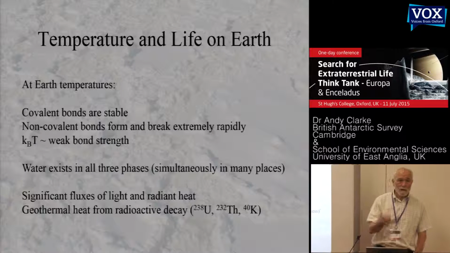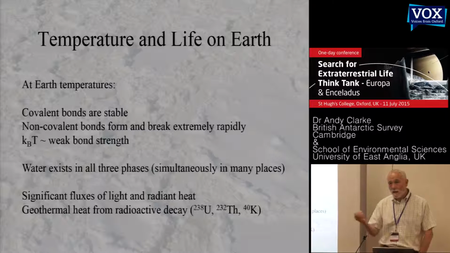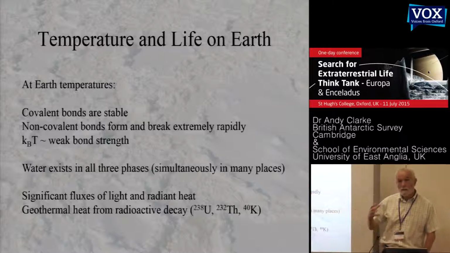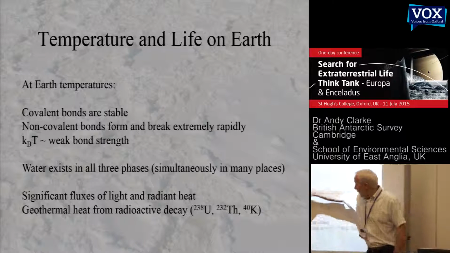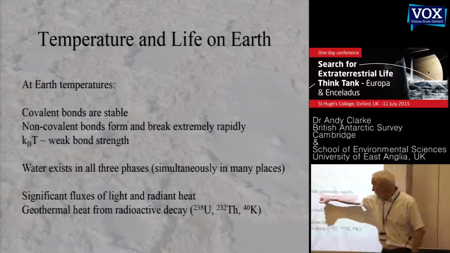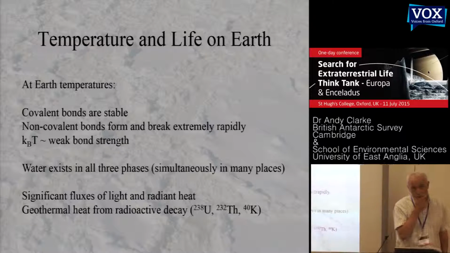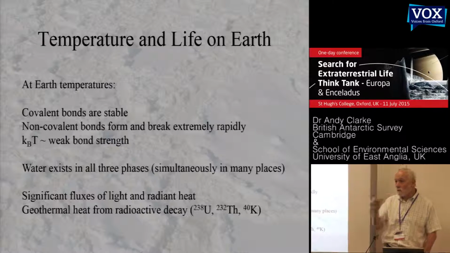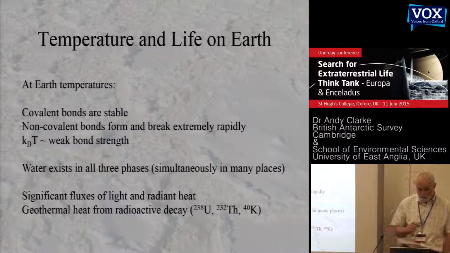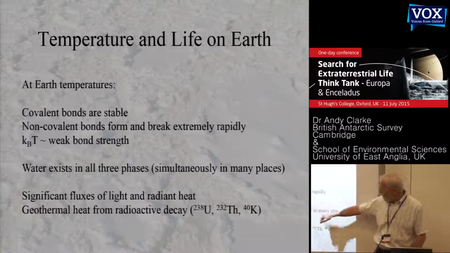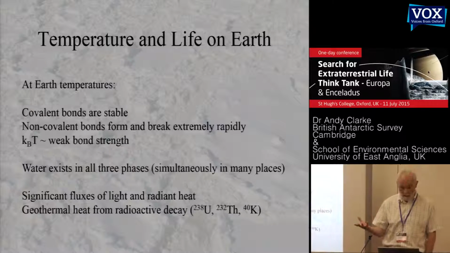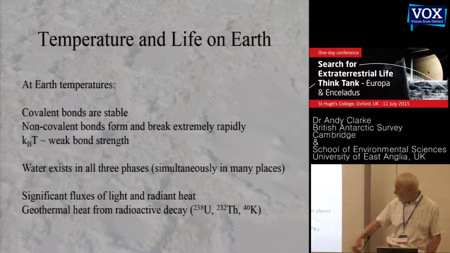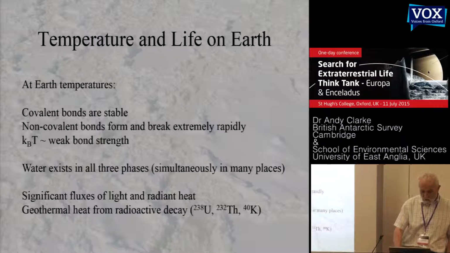In other words, the average energy of a molecule in the cell is about the energy required to make and break a bond, a hydrogen bond. That means at the temperatures on Earth we have some bonds that are extremely stable and some bonds that break and reform extremely rapidly. And this complex of the two types of bond is absolutely critical to the use of macromolecules to generate metabolism. We also have water, which exists in all three phases, in some places, like in the Antarctic where I work, simultaneously. There are significant fluxes of light and radiant heat, and we do have some geothermal heat from radioactive decay in the Earth.